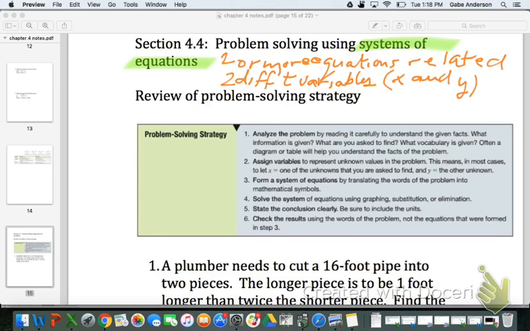So you're going to have to read. You're going to have to analyze, reading carefully. We usually underline certain things, underline some key ideas, highlight key ideas. And we're going to have to establish some variables. It's going to be x and y, typically. And then from that, we're going to have our system of equations. And then from there on out, it should feel pretty familiar. How do we solve systems of equations?